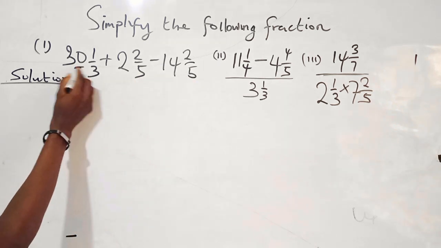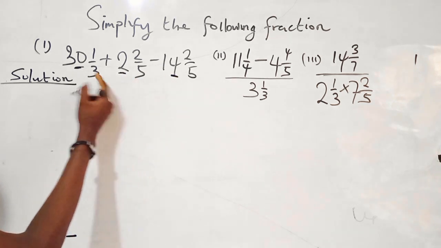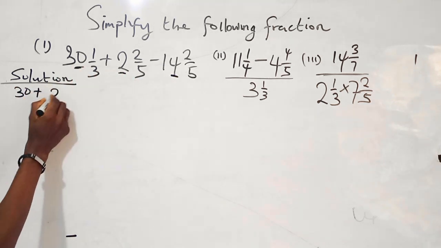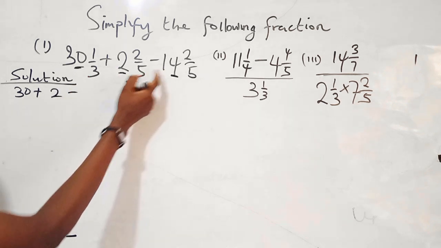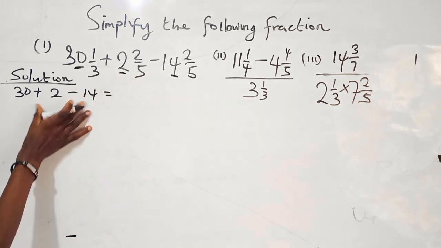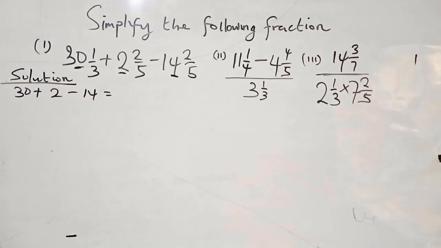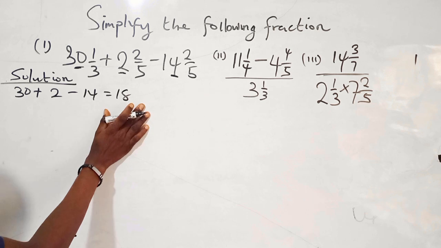So I can take care of the whole numbers. Addition comes first, so I add up the whole numbers: 30 plus 2, minus 14. Let me have the result. 30 plus 2 is 32, and 32 minus 14 gives me 18 for the whole number.